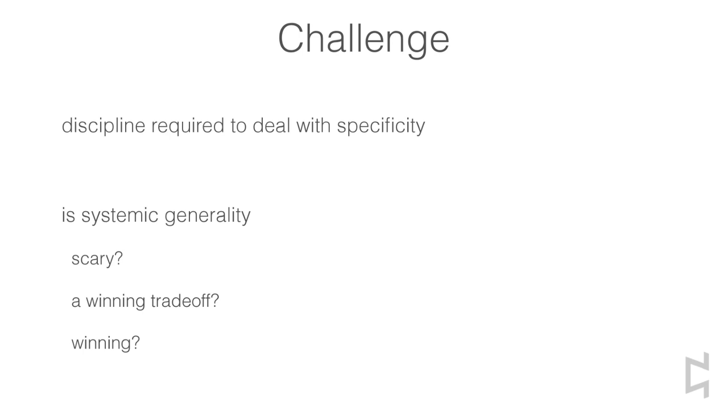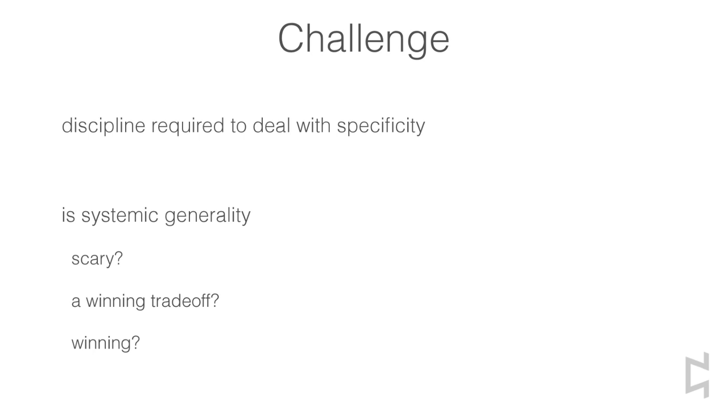Phase one is systemic generality is scary, right? And this is the outsider perspective. Like, I'm looking at Clojure programs and there aren't any classes, right? There's nothing that represents orders and line items and robot arms and whatever. And that seems kind of scary. And then somebody convinces you to try it and you start using it for a while and you're like, oh, okay, I can see how you get along with this.